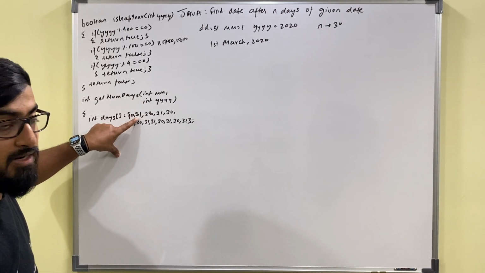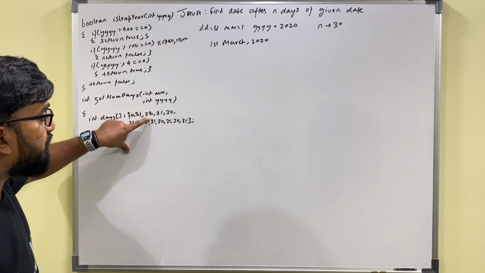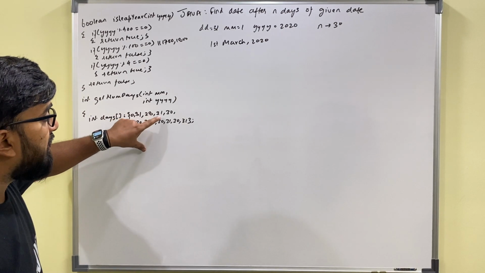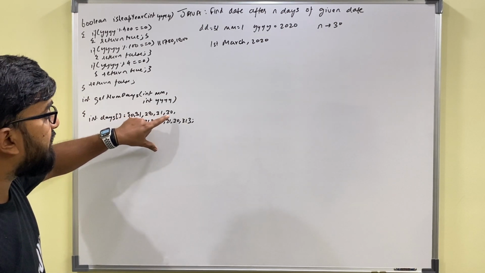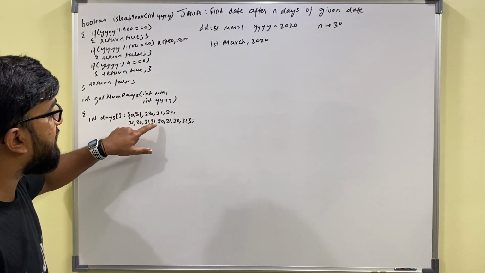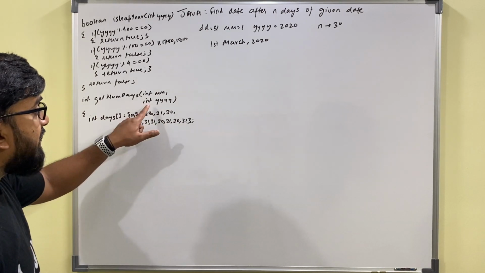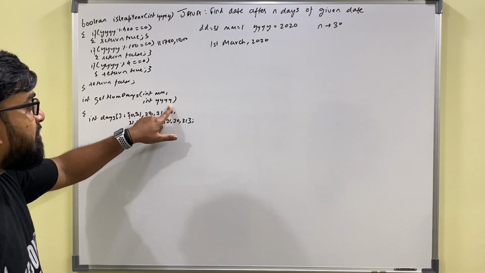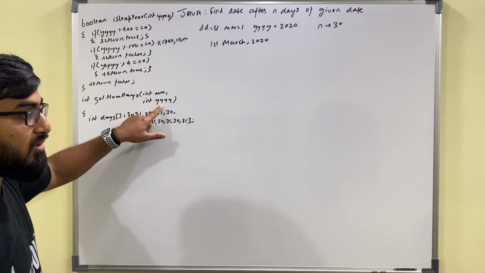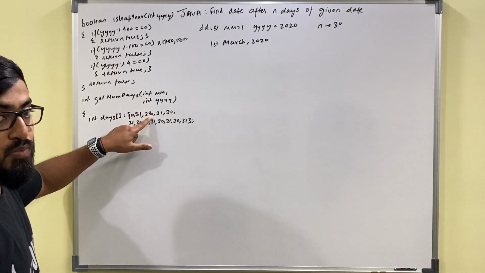At index 1 you get number of days in month 1. Index 2 you get number of days in month 2. Index 3 you get number of days in month 3 and so on: 4, 5, 6, 7, 8, 9, 10, 11, 12. We take in the year as well in this method because you want to check if this year is a leap year or not. If it is, we change this value to 29.